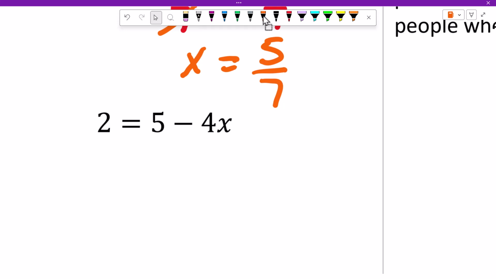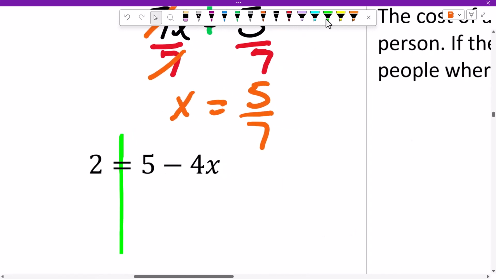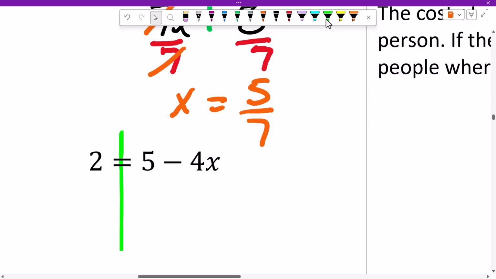Right? Okay, final question. Split at the equal sign. Now the letters are on the other side. It doesn't really matter. We cover up the side that doesn't have the letter. We have a 5 and we have a 4. Which one do we get rid of first? The 5. Is it plus 5 or minus 5?